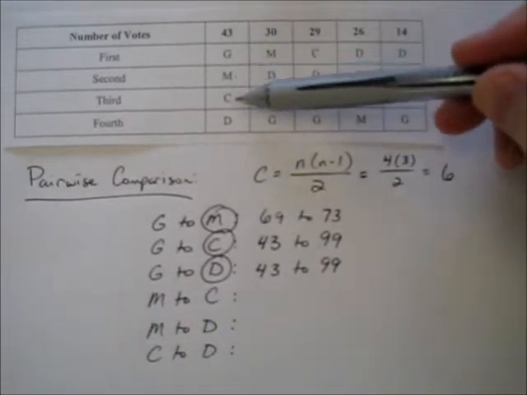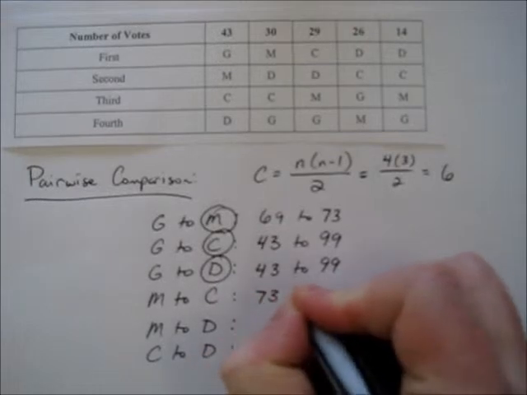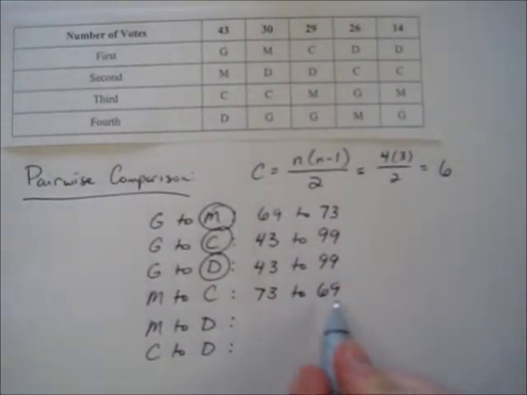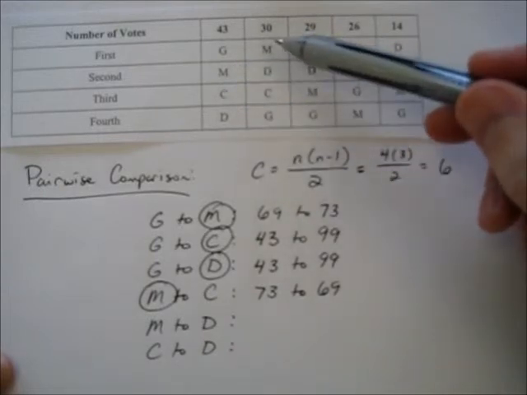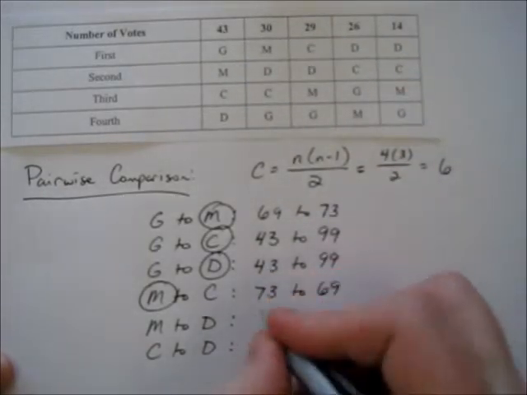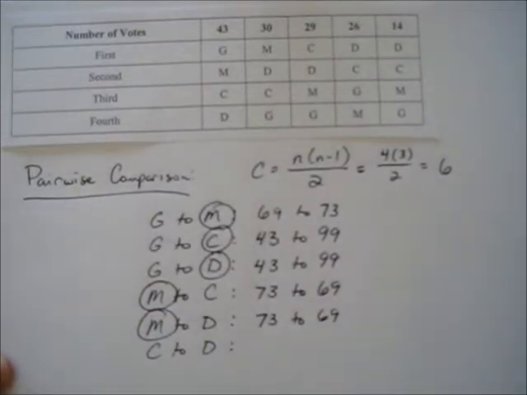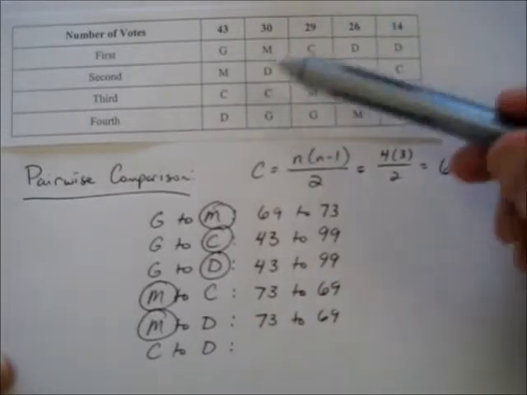Now we're comparing M to C. So first column, M is higher than C, so is the second, but not the others. 43 and 30 gives us 73. If we subtract that from 142, we get 69. 73 people are more than 69 people, so M wins. M to D, first column, second column, and no other columns, so that's also 73 to 69. M wins the comparison.